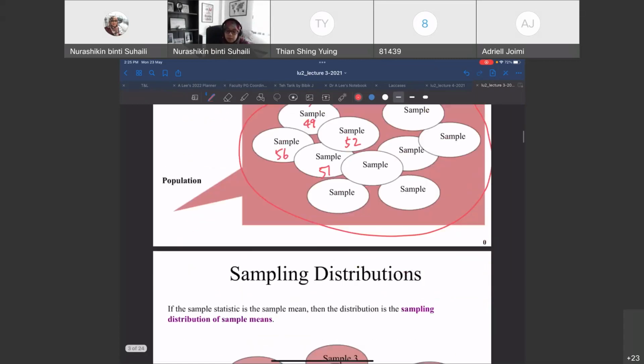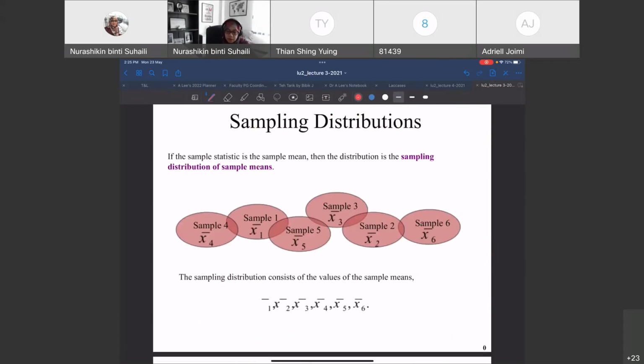So this is the symbol of mean, the mean of every sample. Imagine every sample has its own mean. If we are talking about means, our distribution is called the sampling distribution of sample means, because every sample is represented by its mean. Imagine the values actually belong to many people within that sample. So that's what we have to know.